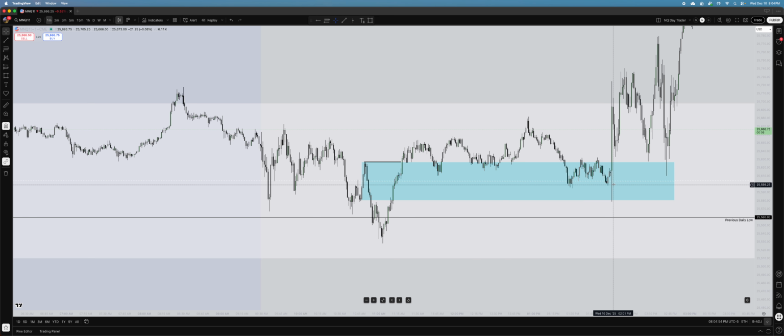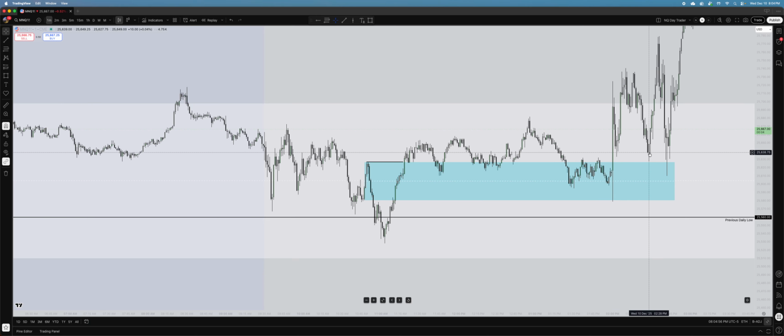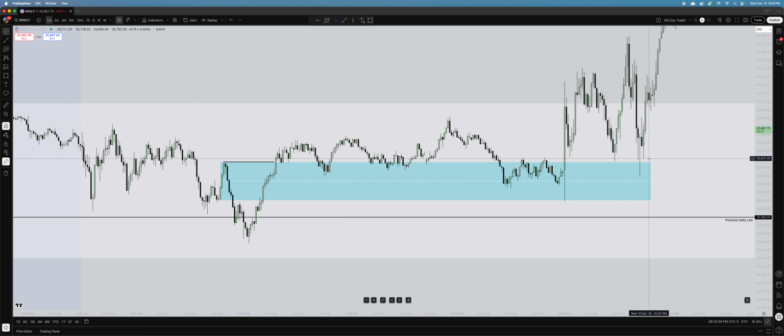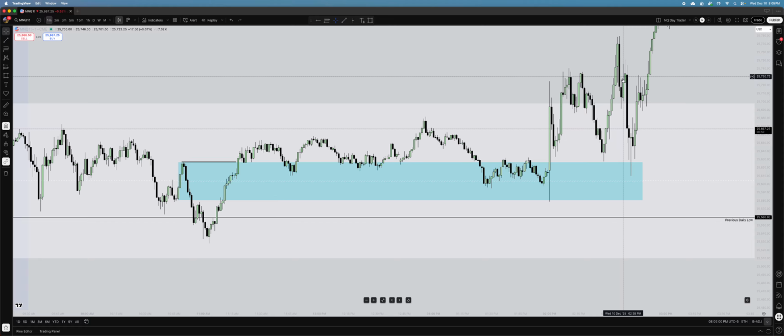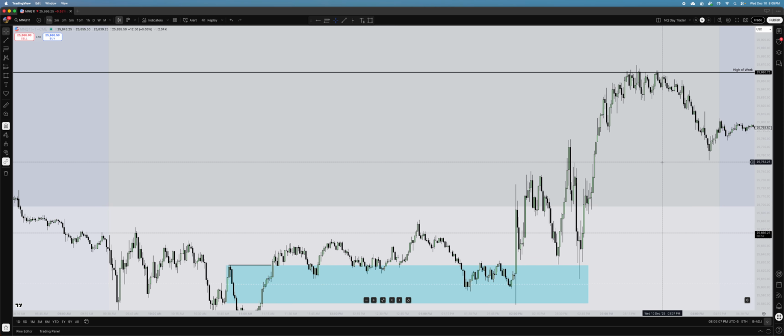Fill it all the way in, run up, come down, stop just short of it, run up, come down one last time for good measure to sweep anybody that was under here that had already been long, and then it's off to the races. And again, the target is the high of the week.